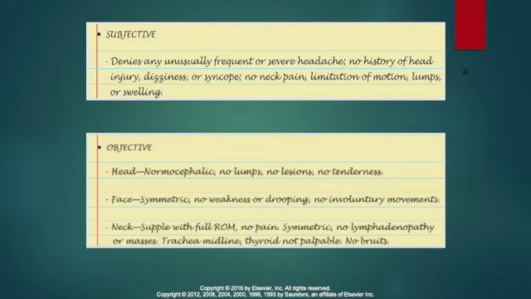There's no pain. Symmetric neck with no lymphadenopathy, so there are no enlarged lymph nodes. There's no masses. The trachea is midline. The thyroid is not palpable, and there are no bruits. Now, just to drive the point home, you wouldn't even have to put no bruits. If the thyroid is not palpable, meaning it's not enlarged, you would not have had to listen for the bruit anyway.